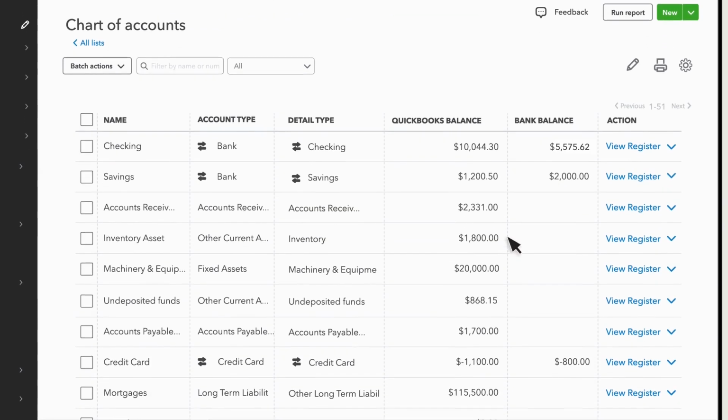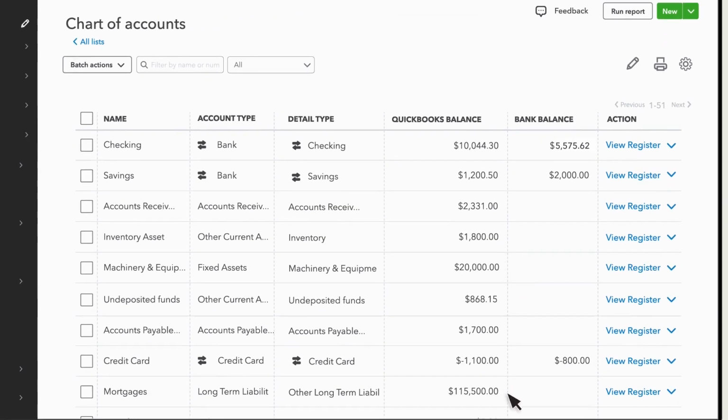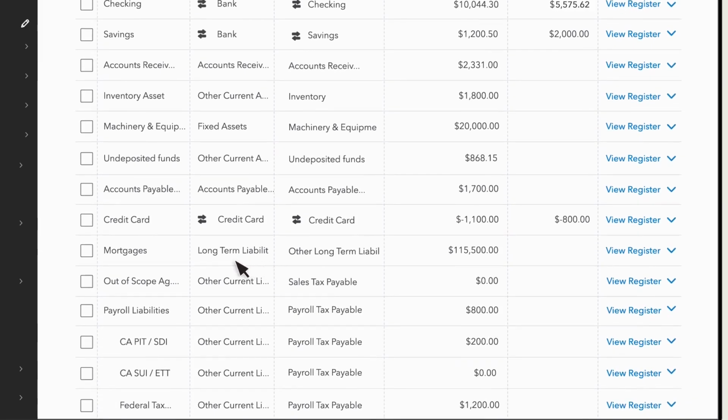Accounts at the top of the list show you how much you own or owe right now. They include accounts you're already familiar with, like bank accounts or credit cards. They have balances that tell you how much money you have in those accounts or how much you owe. Other accounts, like fixed assets, tell you the value of things you own, like a truck or a warehouse, and liabilities tell you how much you owe, like on a mortgage.